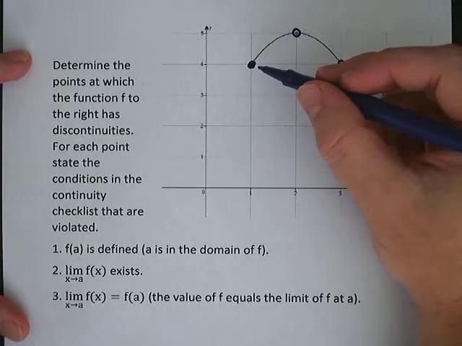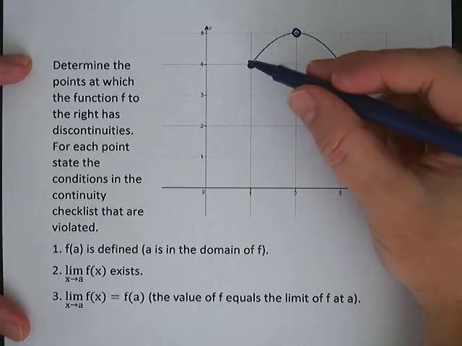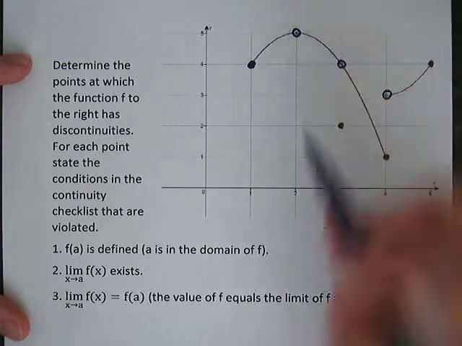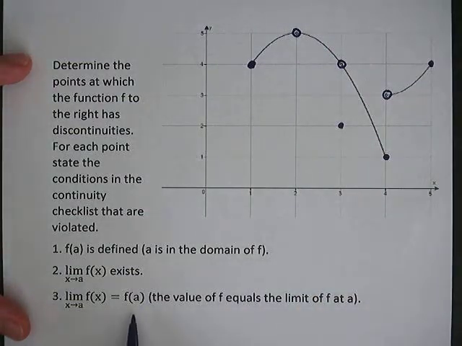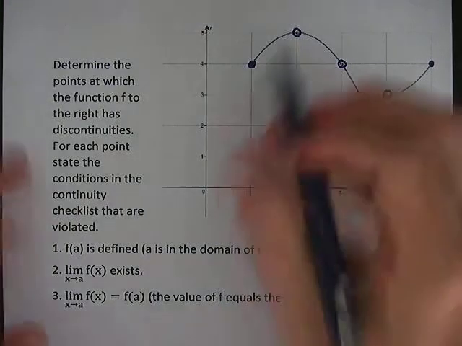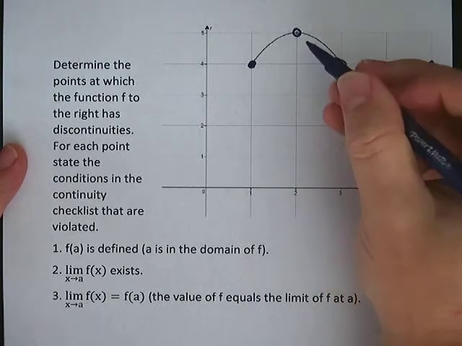The limit is 4. So as x approaches 1, the limit is 4. So the value is 4, the limit is 4, so that meets this third stipulation here that says the limit and the value have to be the same. Well, they are the same, they're both 4. So there's no discontinuity at 1. Okay, so let's move over into the next interesting point on this graph, which appears to be x equals 2.